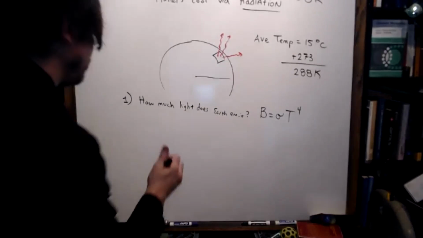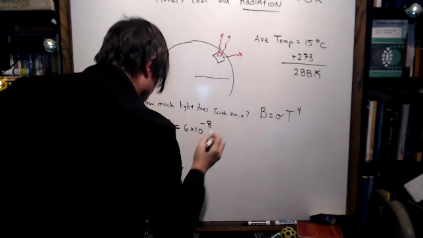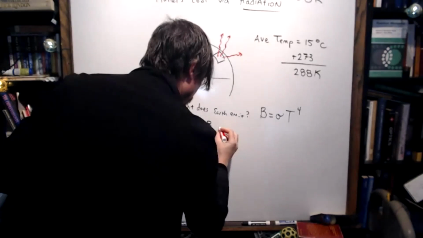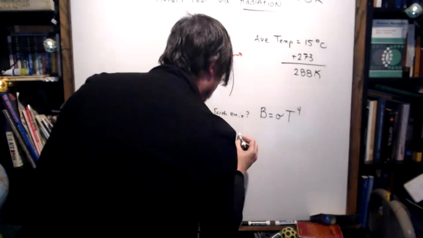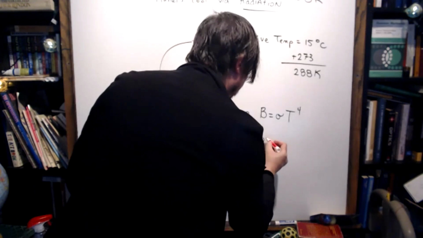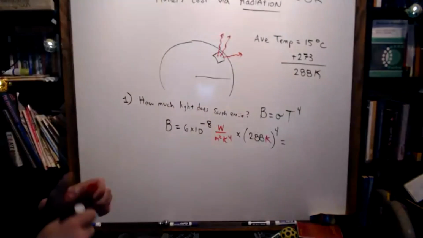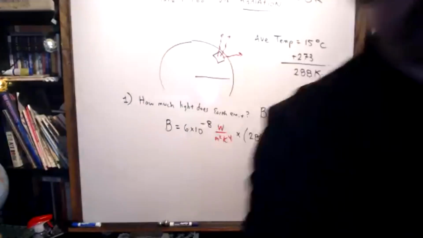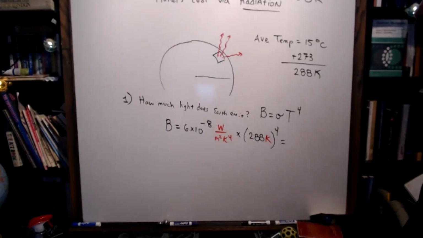Sigma is the Stefan-Boltzmann constant. The brightness is 6 times 10 to the negative 8 watts per meter squared per Kelvin to the 4th, times the temperature in Kelvin, 288 Kelvin, raised to the power 4. Okay, class, go. Calculate the brightness at which Earth radiates. You all know how to take a 4th power, right?